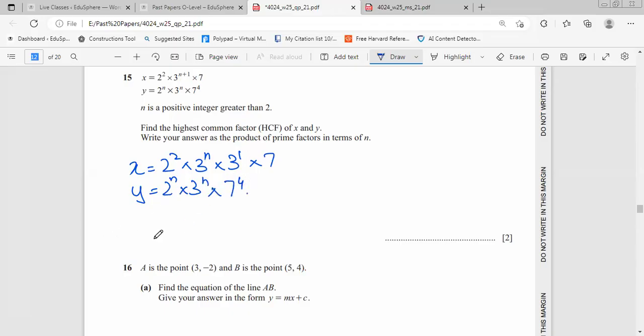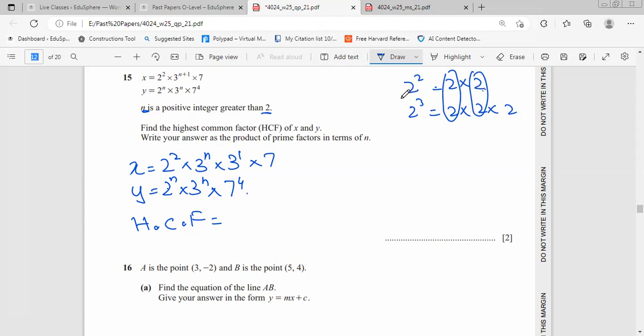Now the point here is, when we take the HCF, it's always very important to take the common factors. They have already told us that n is a positive integer greater than 2. So this n is at least 3, and 2 squared is definitely common. If we have 2 squared, that's 2 times 2, and if n is 3, 2 cubed is 2 times 2 times 2. So at least 2 squared will be common in these two.